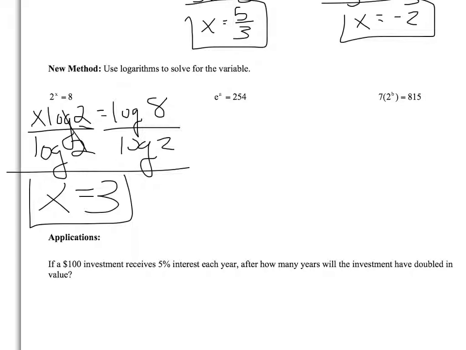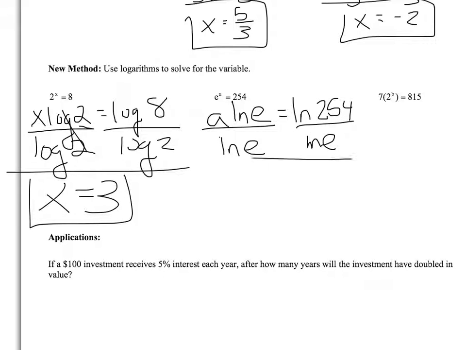The next one, when your base is an e, instead of taking a logarithm of both sides, you're going to take a natural logarithm. So it's going to be ln e. What you do to one side, you do to the other, so ln 254. To solve for a here, we divide by ln e. Remember, ln e is also just a 1, so dividing by 1 would just give me ln 254, which, rounding, is about 5.54 in your calculator.